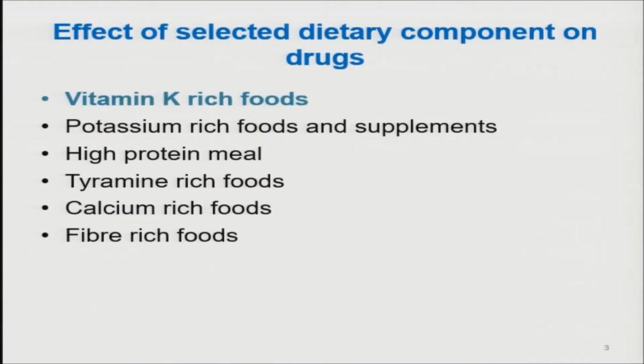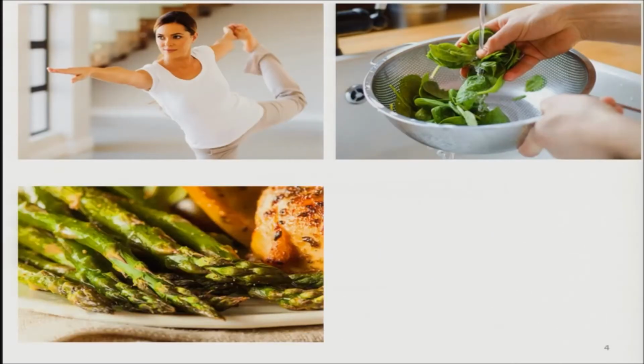Effects of selected dietary component on drug, we will cover vitamin K rich food, potassium rich food and supplement, high protein meal, tyramine rich food, calcium rich food and fiber rich food. So, what is this?